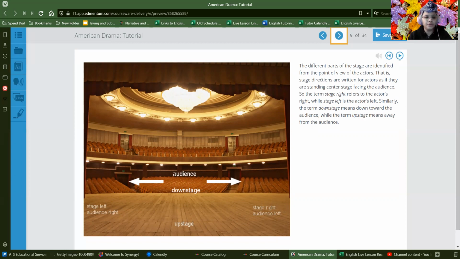Now, what will help you understand how they've labeled things is that the stage and the stage directions are labeled based on what it looks like to the person who's coming out to perform.